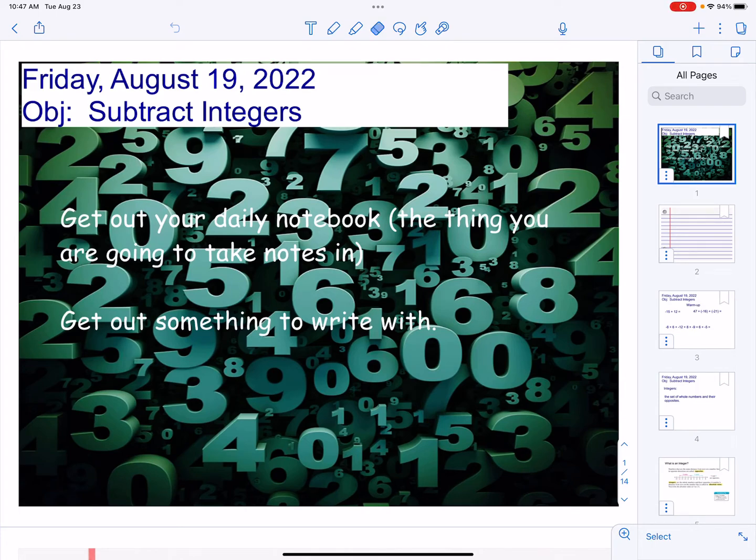Hello students. Today we're going to talk about subtracting integers. Now don't pay any attention to the date at the top. We were supposed to do this on Friday, August the 19th, but it just didn't happen. So we're doing it on Thursday. Okay, so here we go. Today we're going to talk about subtracting integers.